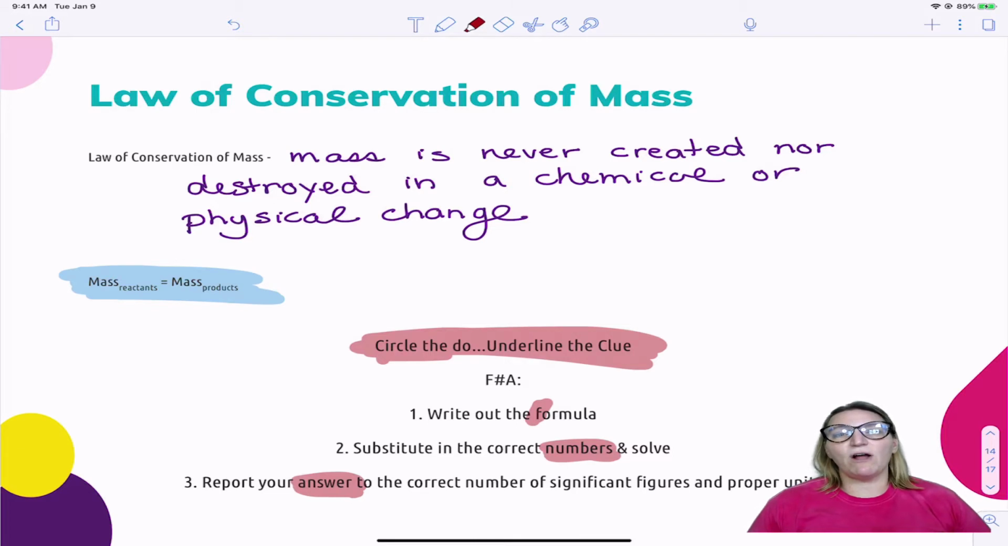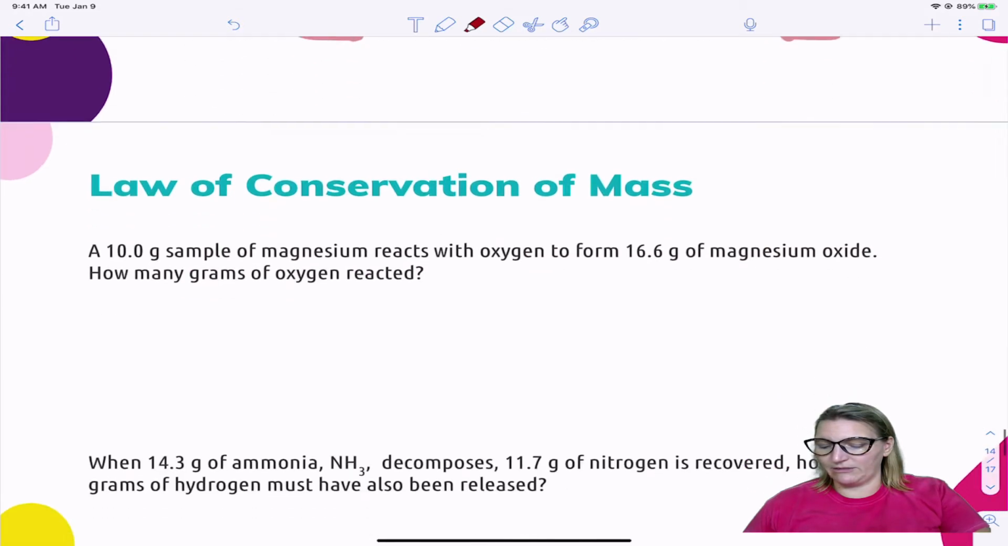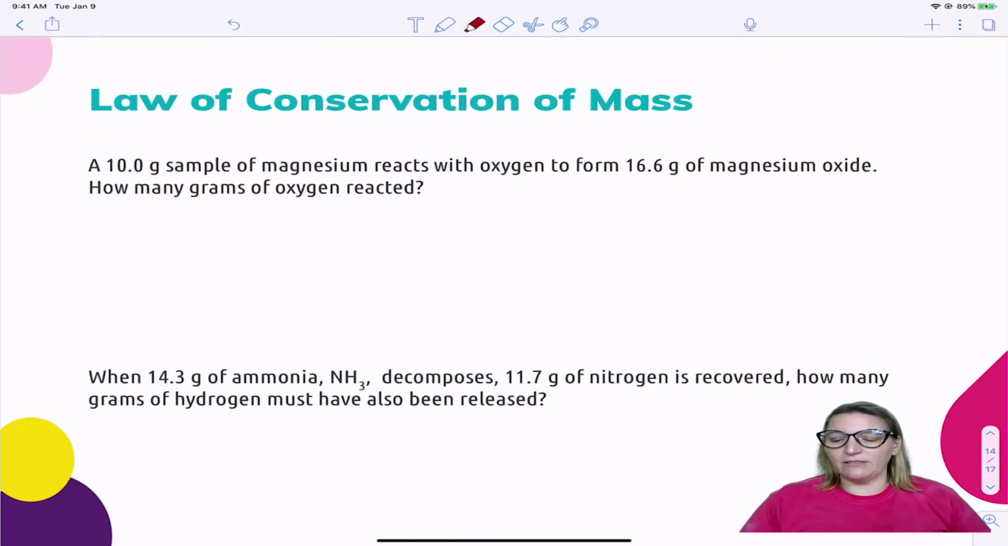And the prompt says report your answer to the correct number of significant figures and units. Well, significant figures is something that we will learn about in Chapter 3, so don't worry about it in these two problems. But units are really important in chemistry. You want to make sure that every number that you write in this class, almost exclusively, will have a unit with it. So in math class, you might say 2 times 3 is 6. In chemistry class, it would be 3 meters times 2 meters equals 6 meters squared. So we're always going to be using units.